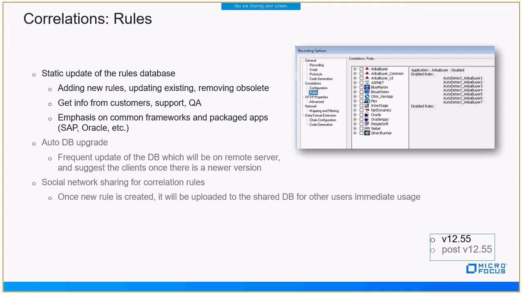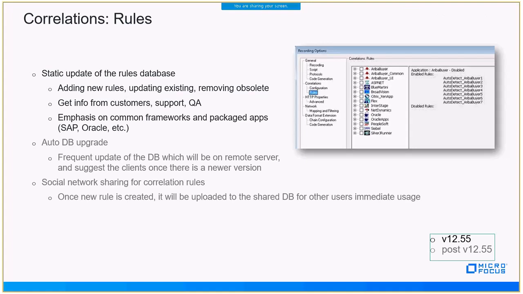We've reshaped the correlation rules database with new rules, updated existing ones, and removed some obsolete application rules. The new rules we added are largely based on information we received from you, our customers, through the different surveys and collaboration. So keep sending us feedback. Everything you're giving us will someday be in the roadmap as an item. We've also given emphasis to commonly used frameworks such as SAP, Oracle, etc.